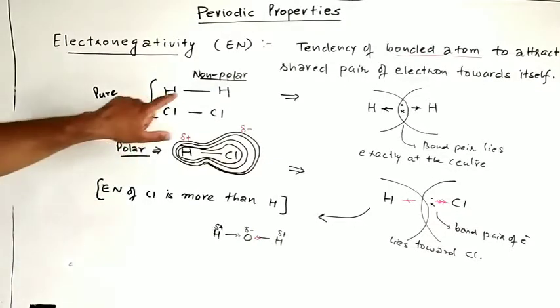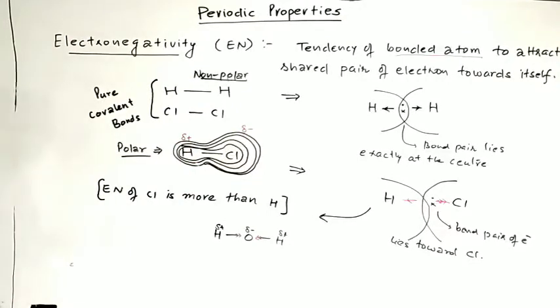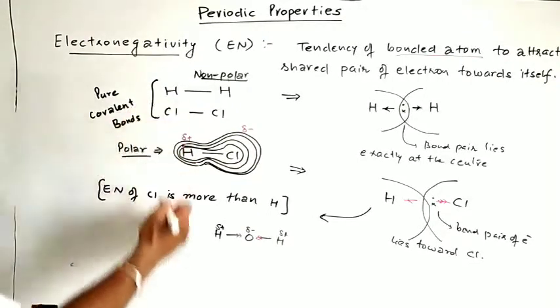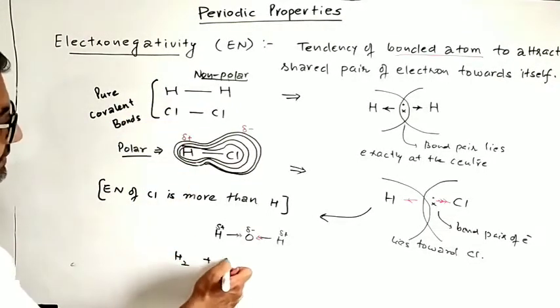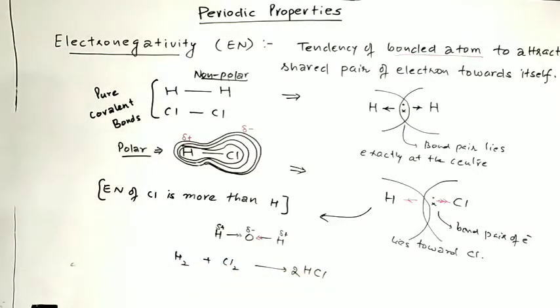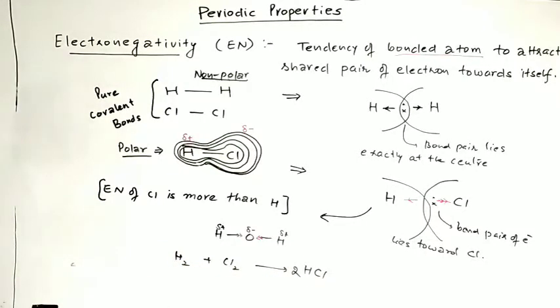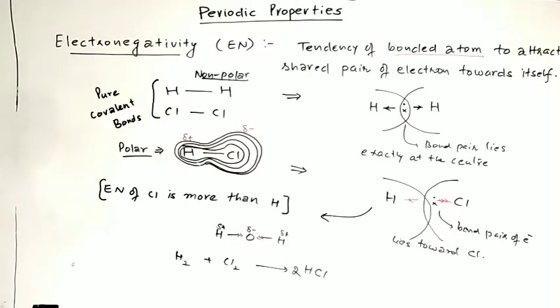When you combine H2 plus Cl2 to form HCl, why is this reaction feasible? What happens here is that these are pure covalent bonds, and they are going to change into partial ionic. So HCl is more stable, then only this reaction is feasible. So HCl is more stable than H-H and Cl-Cl.